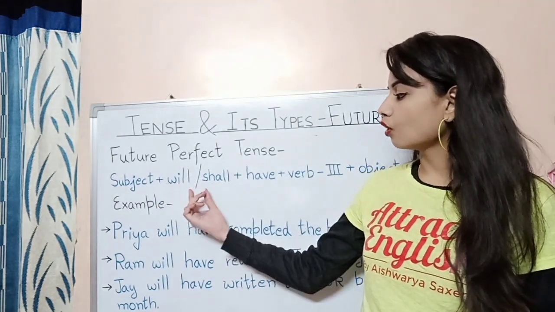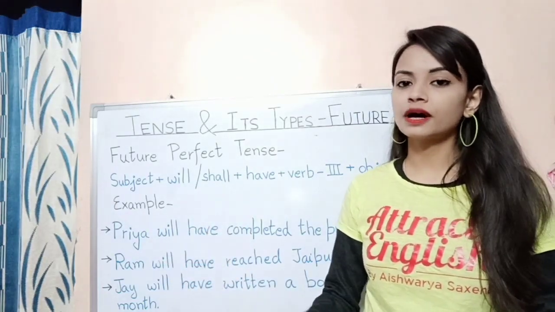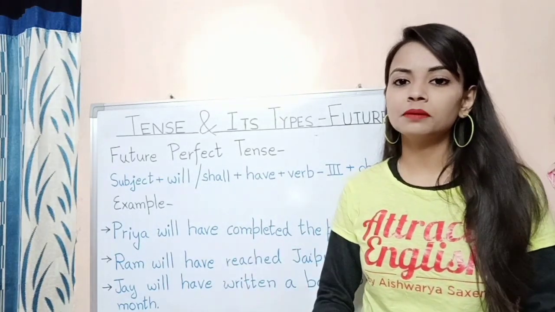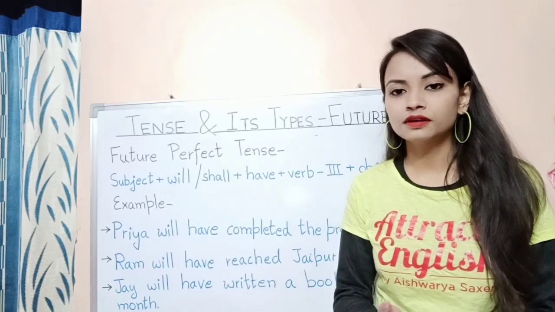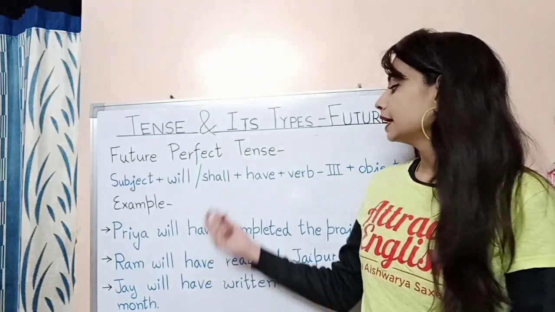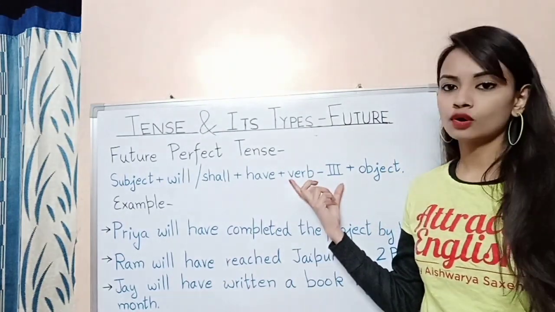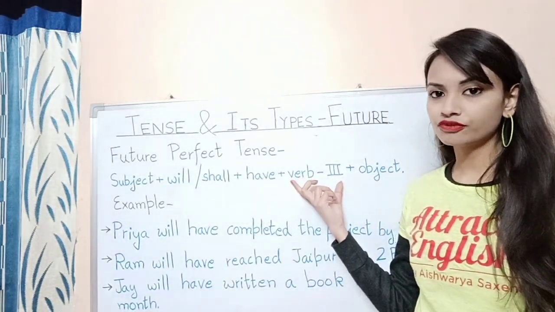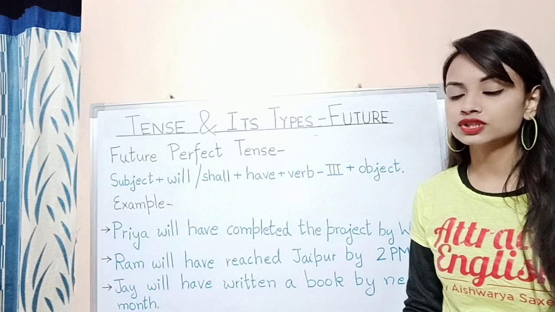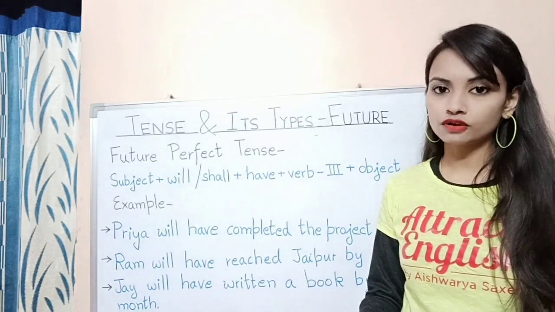Then plus will or shall. Okay, these are the most common auxiliary verbs that we use. Apart from that, you can use other auxiliary verbs also, like should, must, may, might, etc. You can go to my video about auxiliary verbs in order to learn more about them. Then plus have, which will be used as it is, plus the third form of verb, that is the past participle form. Then plus object. Objects are words that answer the question what, when, where, etc. in order to complete the meaning of the sentence.